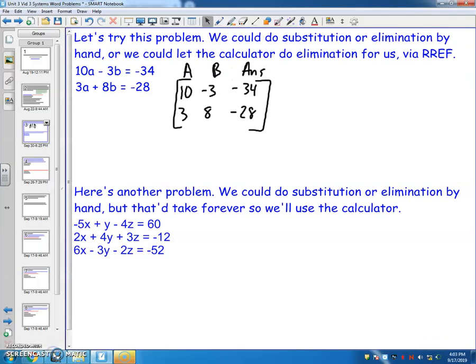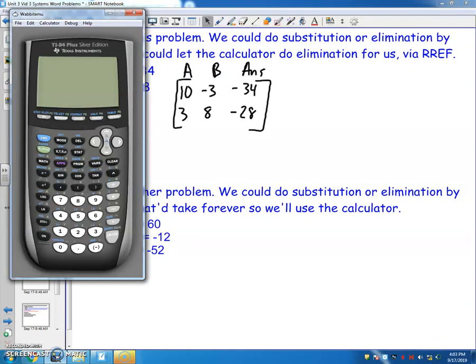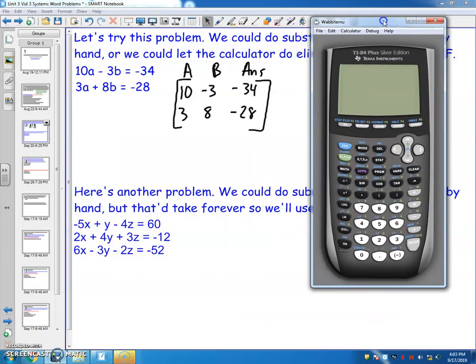Put in my calculator. You're going to press second matrix, right underneath math. Go right twice to edit. Press enter. There's 1 by 1, that's rows times columns. There are 2 rows, so 2 enter, and 3 columns, 3 enter. You fill in the numbers, so it goes 10, -3, -34, and on the bottom is 3, 8, -28.